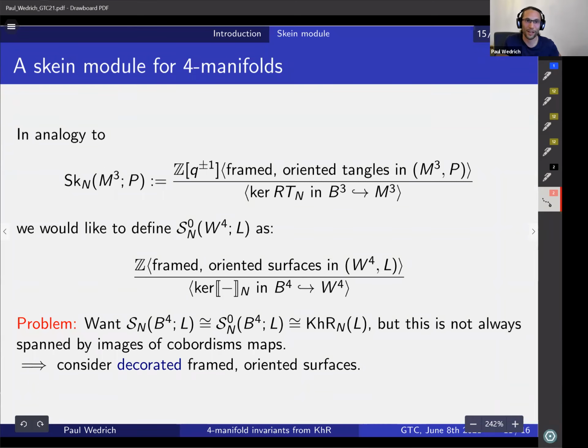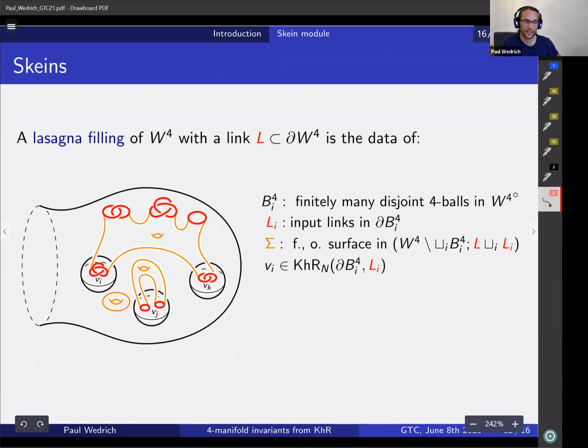We need to use some kind of decorated surfaces in the 4-manifold. And in the next few slides, I want to make precise what these decorated framed oriented surfaces are, what the skeins are in this Khovanov-Rozansky skein module.